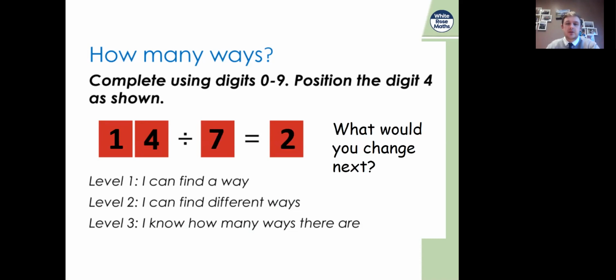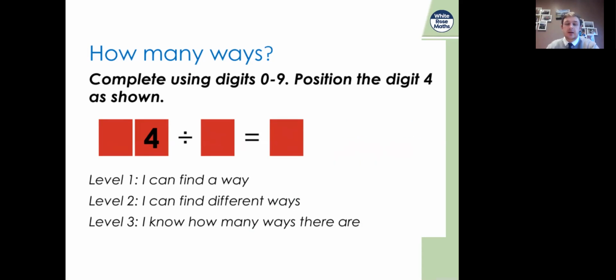Okay, so the question is, what would you do next? What would you do next to see if you can find out some more ways of doing that? Perhaps it's not 14, perhaps it can be something else. That's one of your challenges for today, to see what level you can get up to with that calculation. Remember, it's got to be a 2-digit number ending in 4 divided by a 1-digit number, getting a 1-digit answer or quotient.